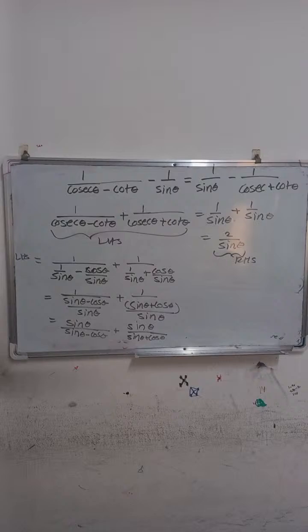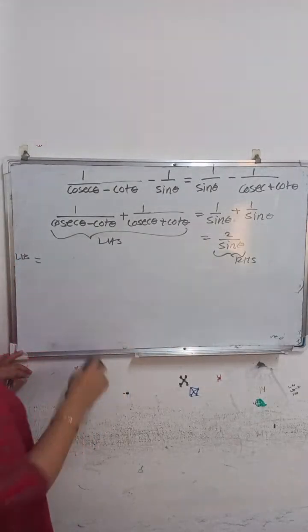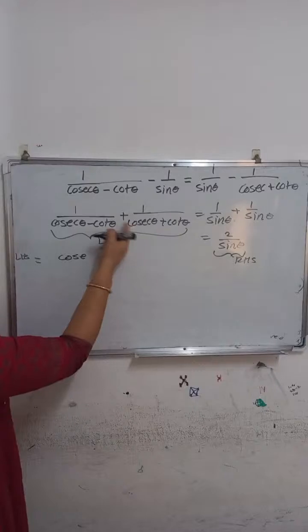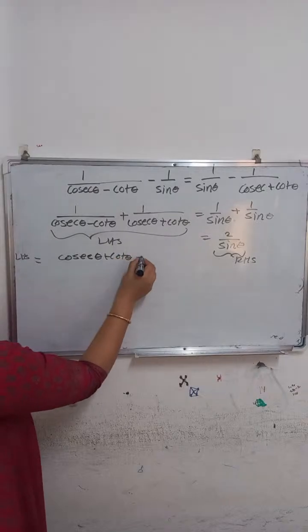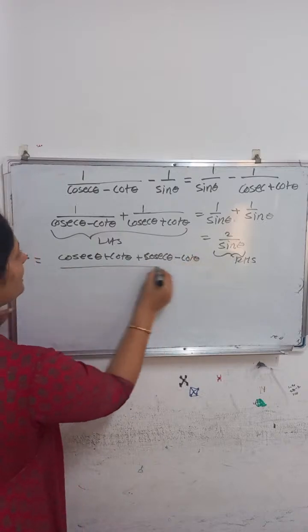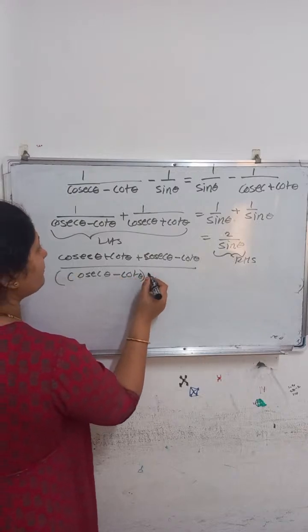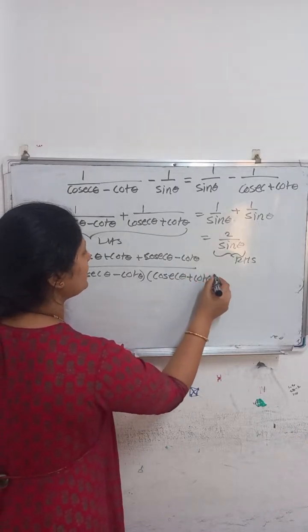Instead of taking LCM and again multiplication, what we can do? Here the minus sign is there, no? So wait, no need to convert this into sin and cos. Directly we can multiply here. LHS we wrote, no? So take LCM here. Cosec theta plus cot theta plus cosec theta minus cot theta, divided by cosec theta minus cot theta inside the bracket cosec theta plus cot theta.